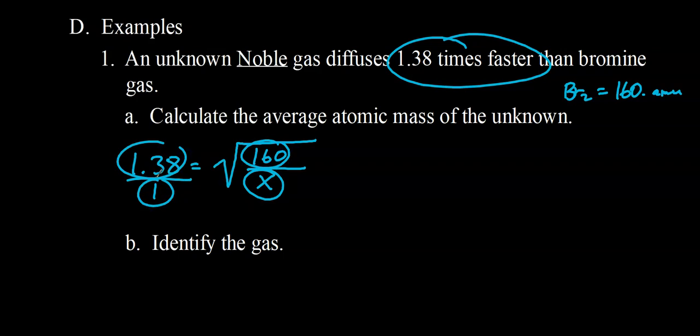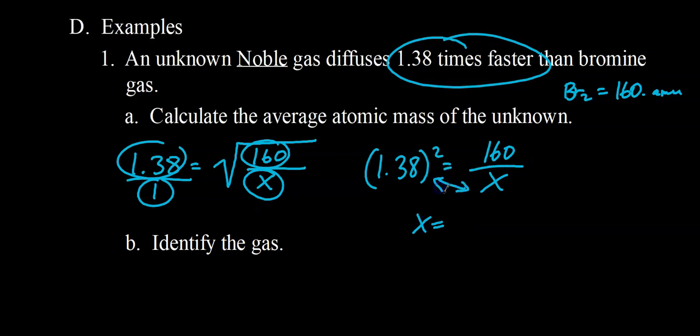So let's solve for x. So I'm going to square both sides. And so we end up with 1.38 squared equals 160 over x. Be careful about solving for x. You can just switch it with whatever's over there. Go ahead and pause the video and get that answer. And go ahead and answer letter B as well.